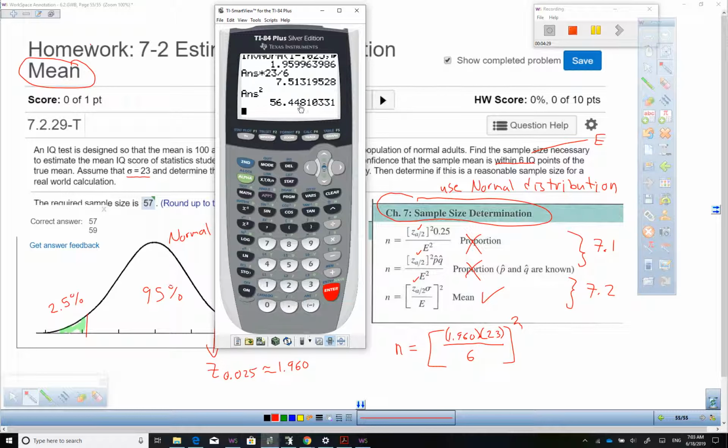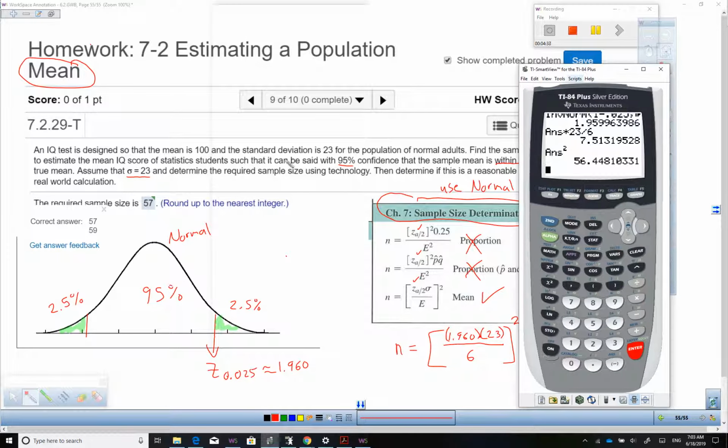Let me remind you about this part. You need to round up. Up means you go to the next integer, so to the next whole number, which is 57. So that's how you find that. There's another answer that the computer takes, which is 59. The computer takes 57 or 59 depending on how many decimals you get from here.